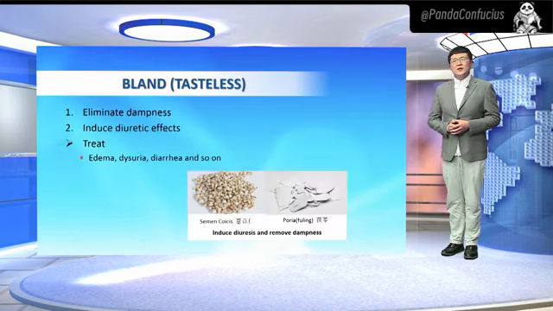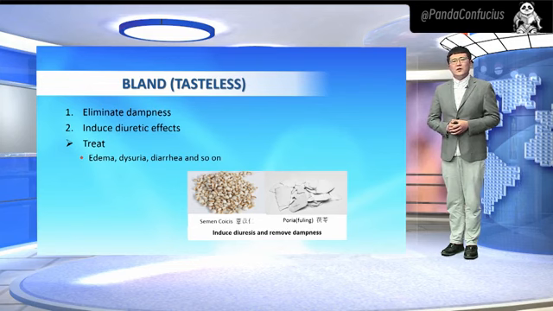Drugs with a bland taste can eliminate dampness and induce diuretic effects, used for edema, dysuria, diarrhea, and so on. For example, tasteless poria and plantain seeds can induce diuresis and remove dampness. There are 5 flavors. Drugs have different therapeutic effects because of different flavors.